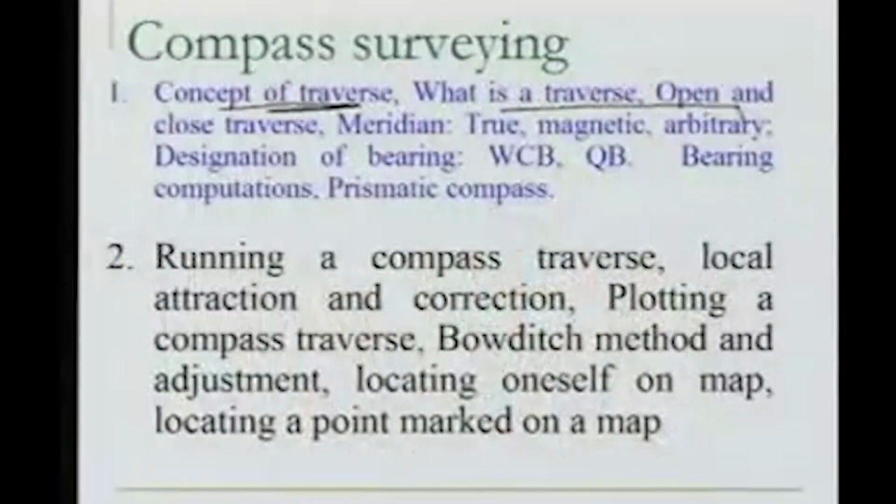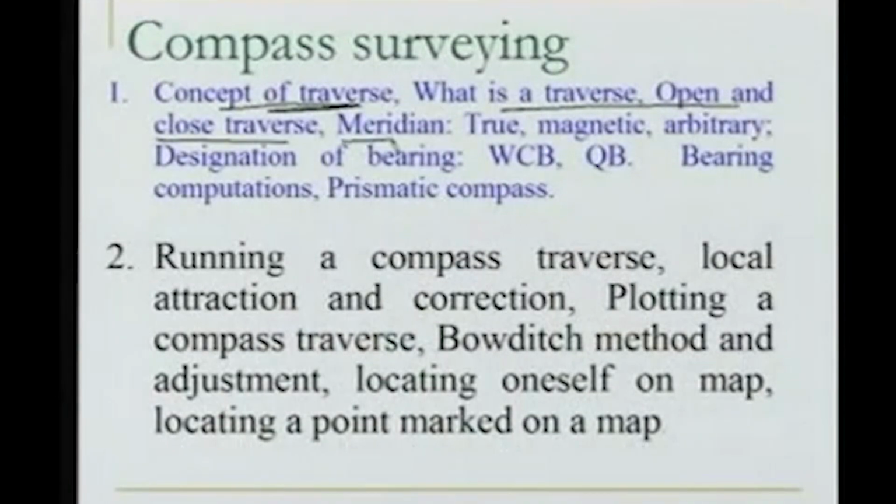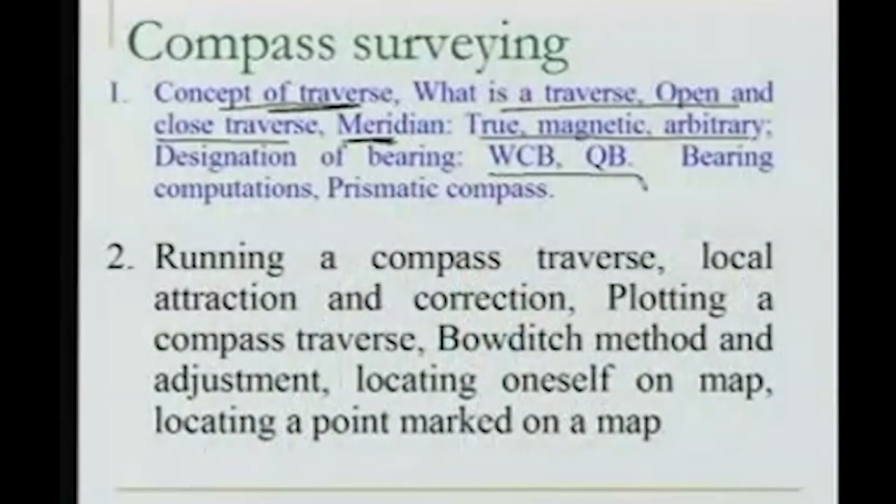Then we talked about the types of the traverse, open or closed, what their advantages are, and when we can work with these kinds of traverses. Then we discussed the meridian. The meridians could be true meridian, magnetic meridian, or arbitrary, because we make use of these in order to measure the bearings. And the bearings can be represented in two systems, WCB, which stands for whole circle bearing, and quadrantal bearing. We know how we can convert from one system to the other.